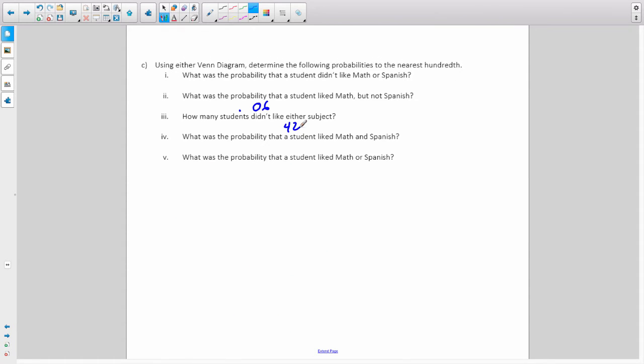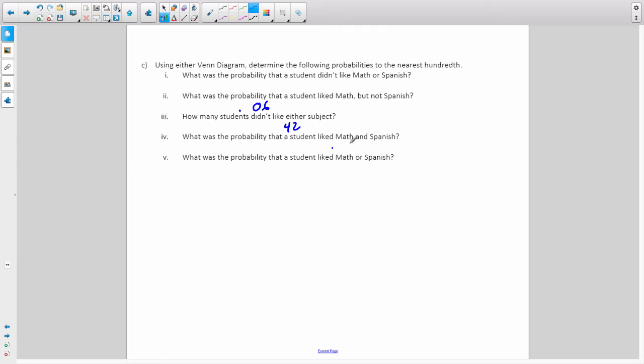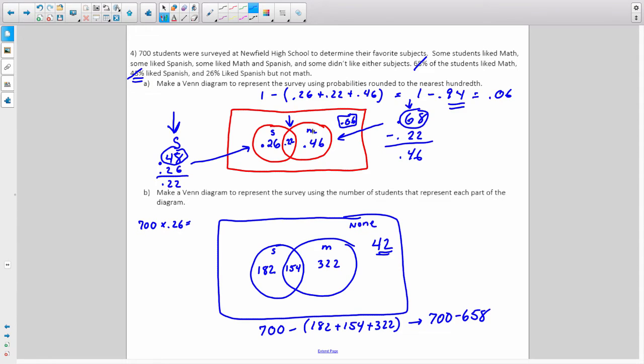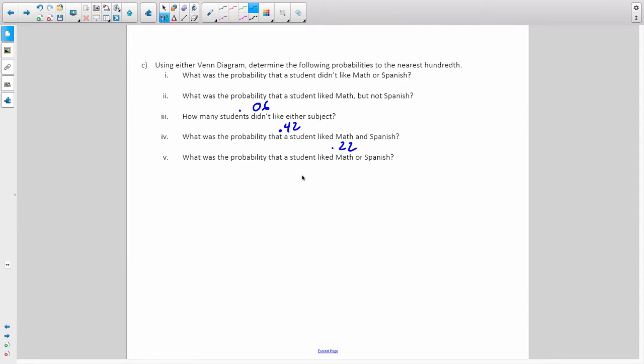What's the probability that a student liked math and Spanish? Well, let's take a look. 22, right? M intersect S would be 22. Let me put the decimal back on this answer also. Okay, and what is the probability that a student liked math or Spanish? Well, let's combine them. 26, 22, 46, which is 94.